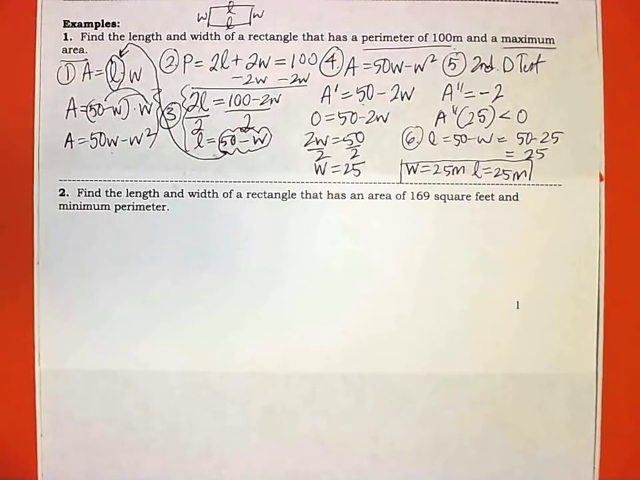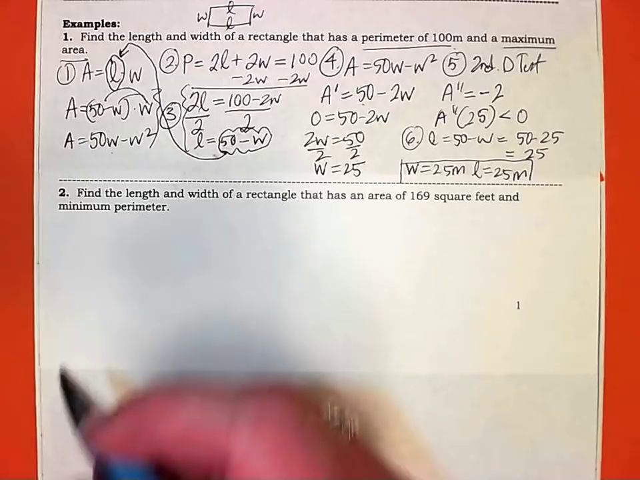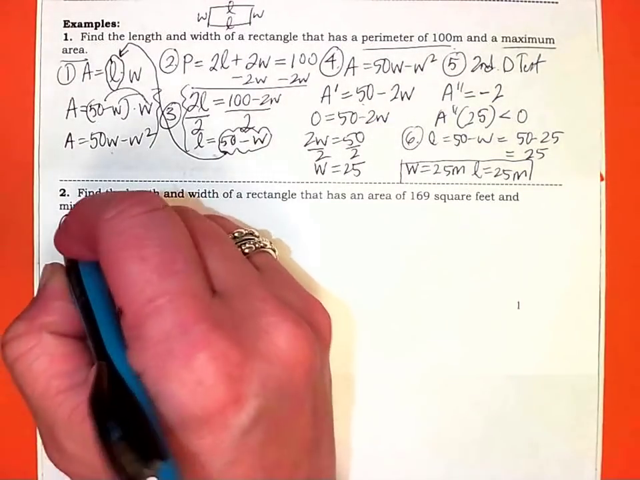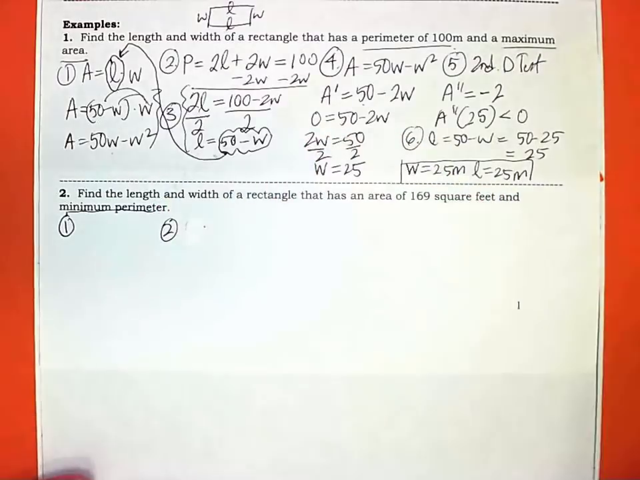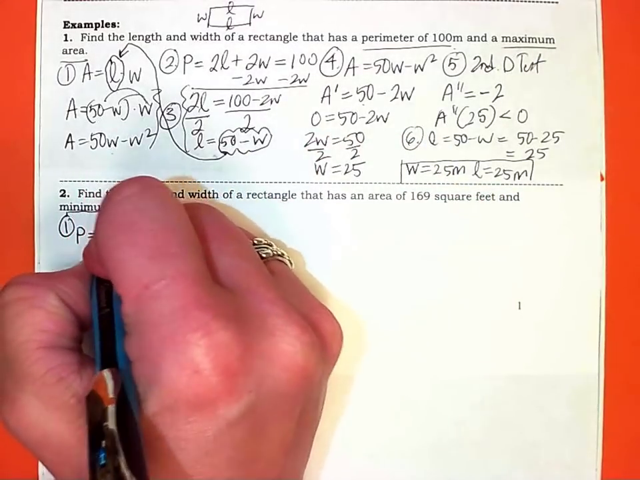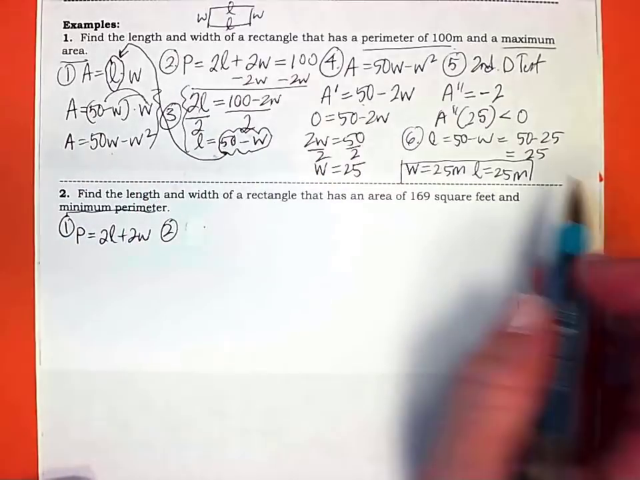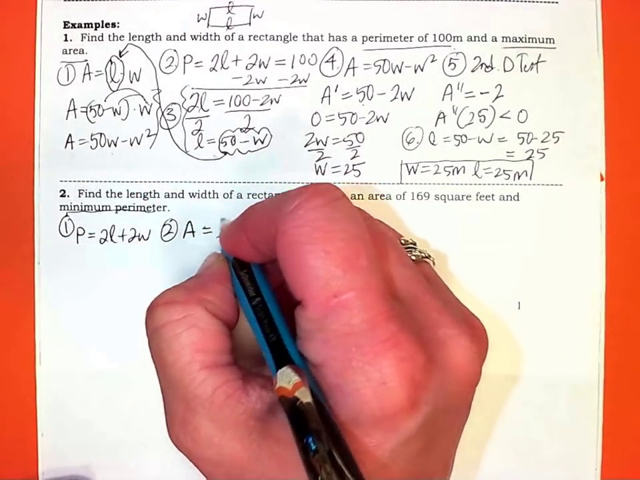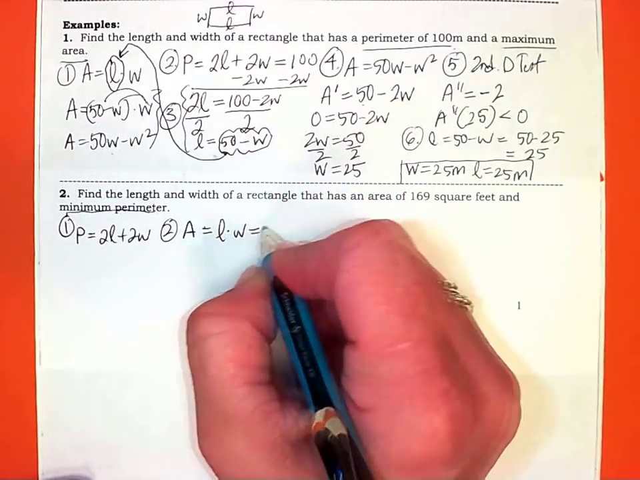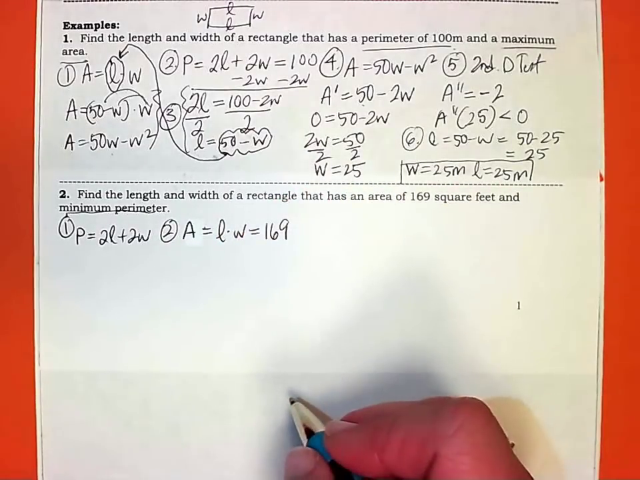Number 2. So we're looking again at a rectangle with length and width, but this time we're looking at the opposite situation. We're given the area in square feet, and we're asked to minimize perimeter. Now, our equations are going to trade places, because if we're asked to minimize perimeter, that's now my primary equation. And if we're given the area, that's now my secondary equation. And we know that that's equal to 169 square feet.